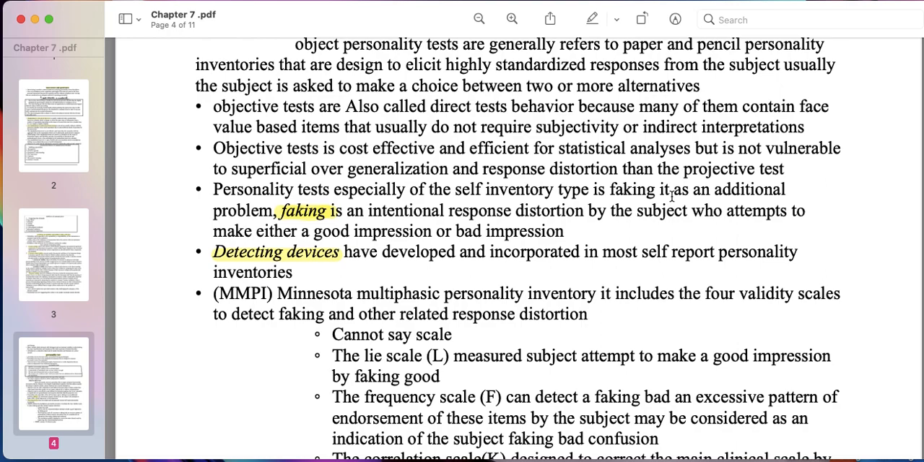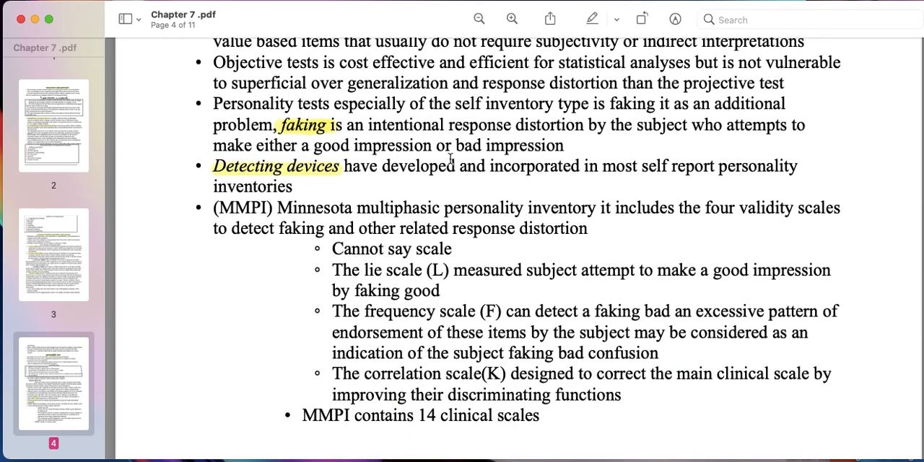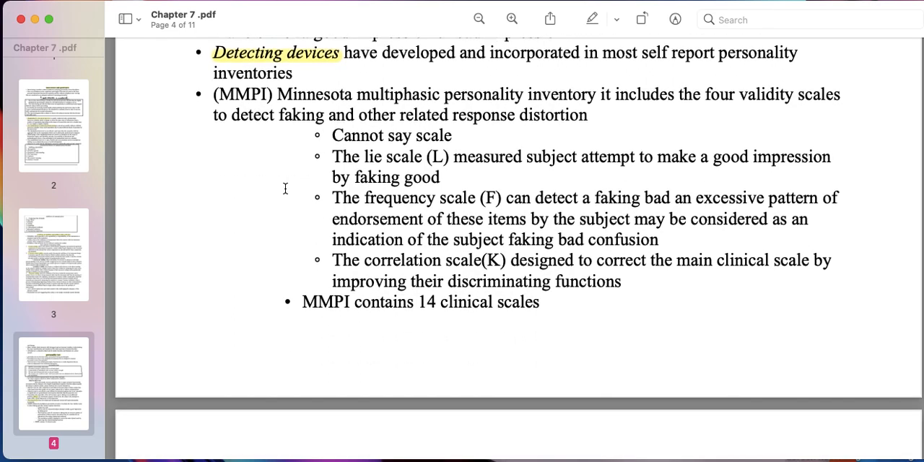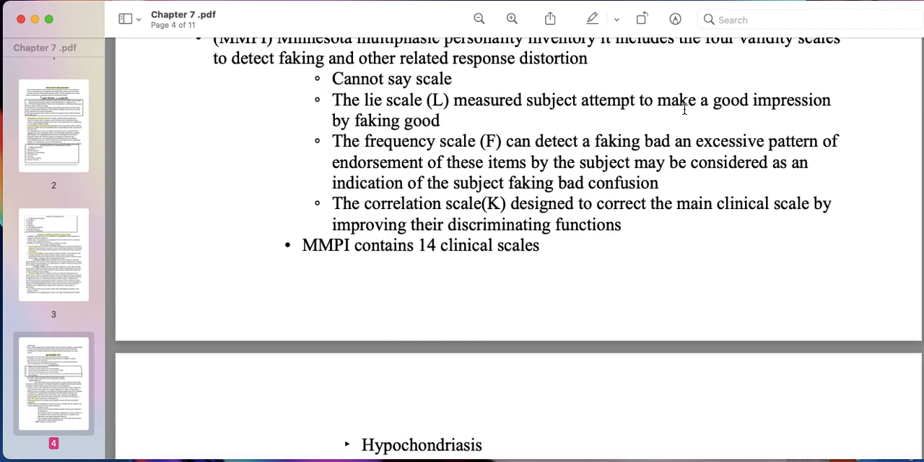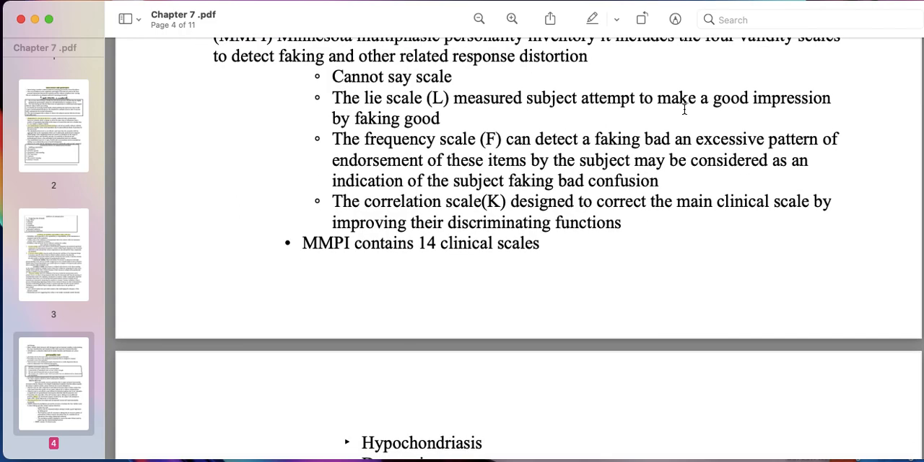It also suffers from faking, which is an additional problem. It's an intentional response distortion by the subject who attempts to either make themselves look bad or make themselves look good. And then they have created devices in order to find these. They're called detecting devices, which were developed and incorporated in most self report personality inventories. The biggest one they talk about is the MMPI, the Minnesota Multiphasic Personality Inventory. It includes four validity scales to detect faking and any related response distortions.